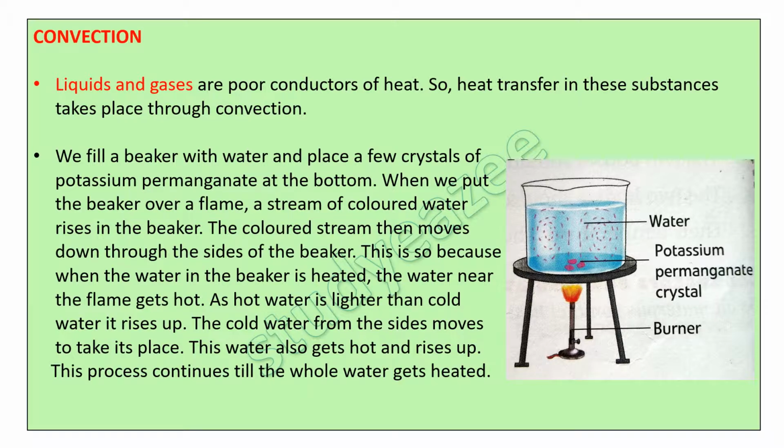When we put the beaker over a flame, a stream of colored water rises in the beaker. The colored stream moves down through the sides of the beaker. When the water in the beaker is heated, the water near the flame gets hot. As hot water is lighter than cold water, it rises up. The cold water from the sides moves to take its place. This water also gets hot and rises up. This process continues till the whole water gets heated.